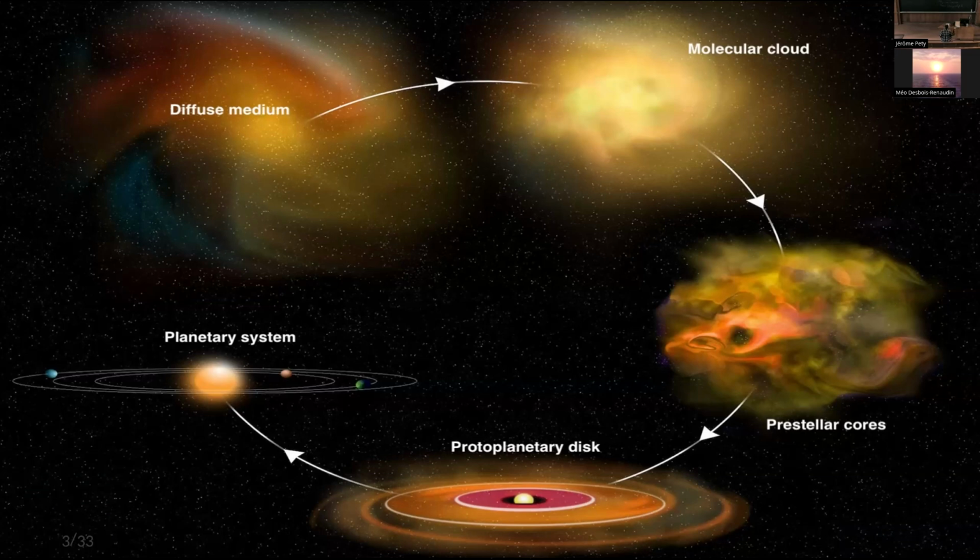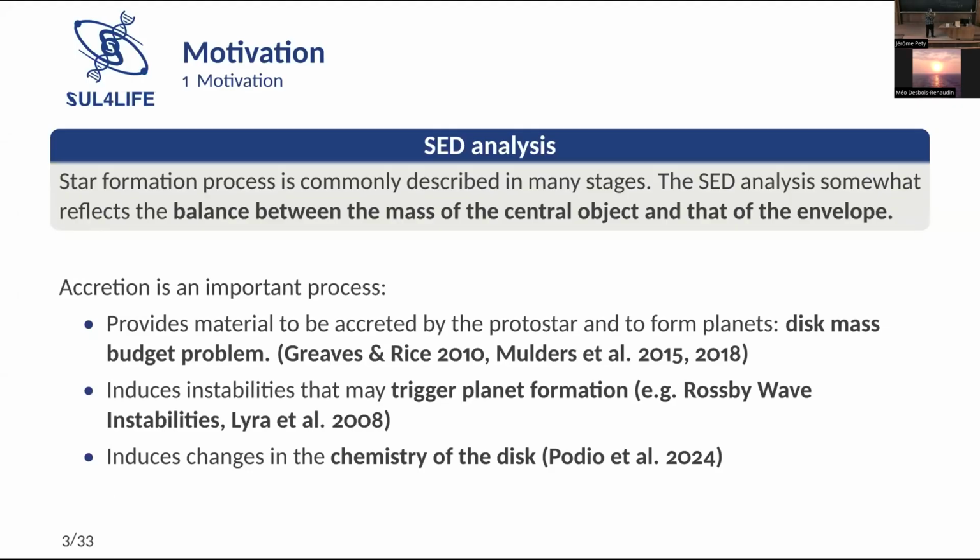In particular, inside the protostellar core, we accrete the envelope, and we are left with typically a protoplanetary disk. And when we accrete all the gas or disperse the gas, we are left with the planetary system. Accretion is very important.